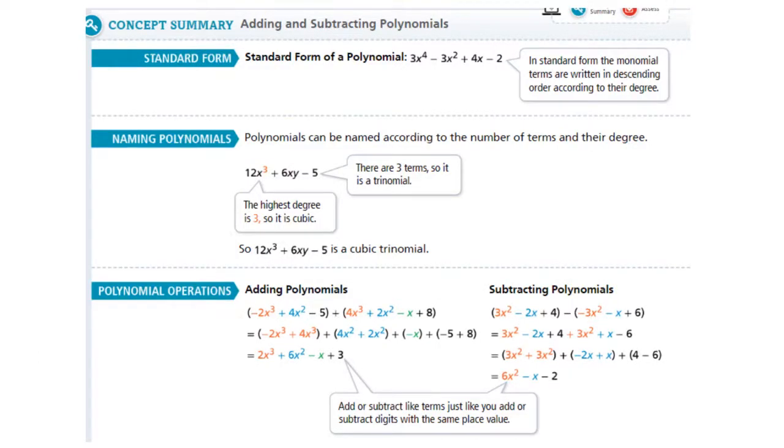Pause this video if you'd like to take a look over the concept summary. We talked about standard form, we talked about naming our polynomials by degree and how many terms are in there, and then we talked about adding and subtracting polynomials.